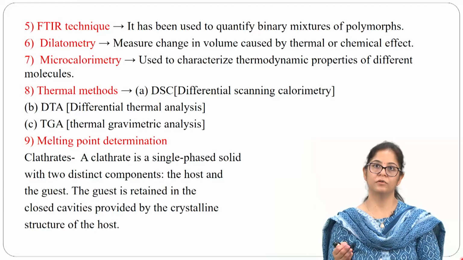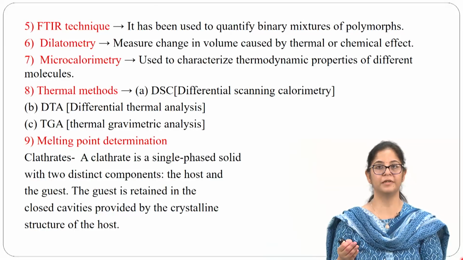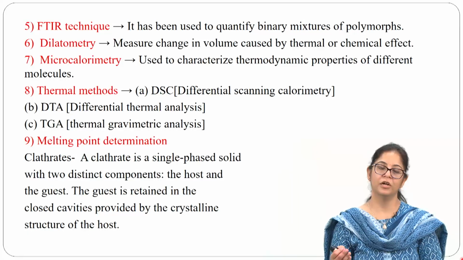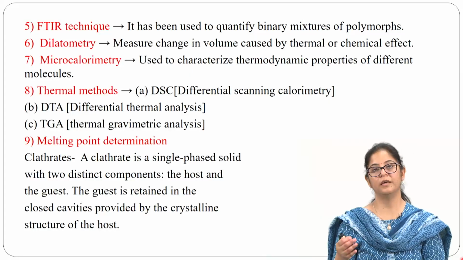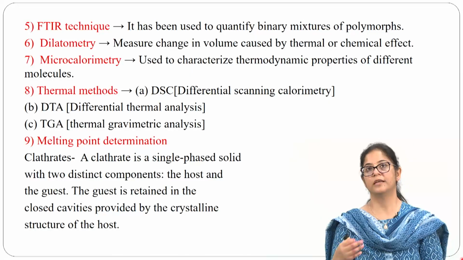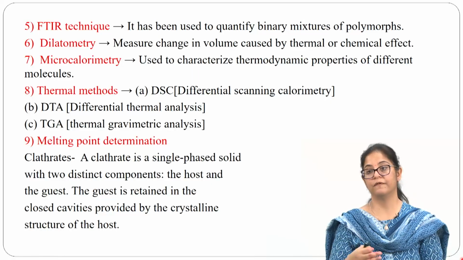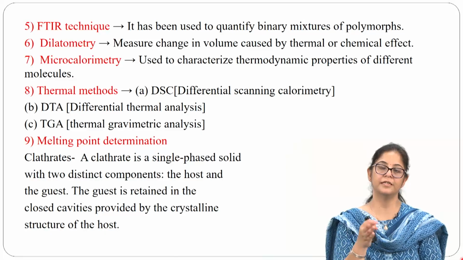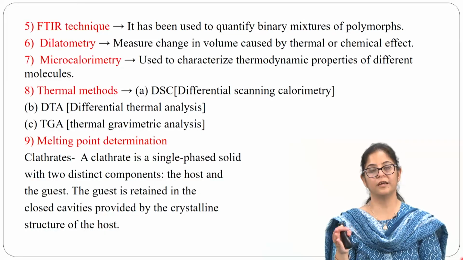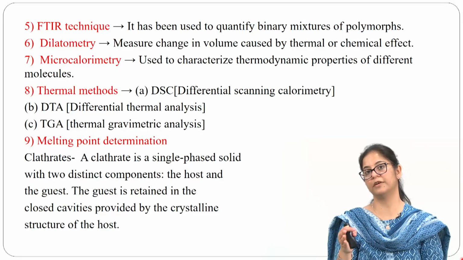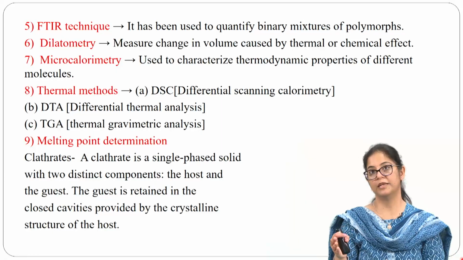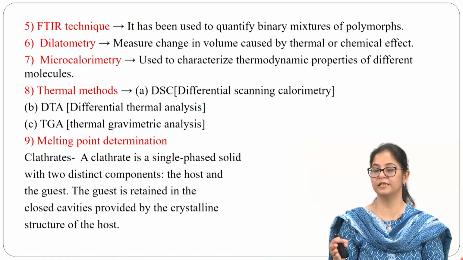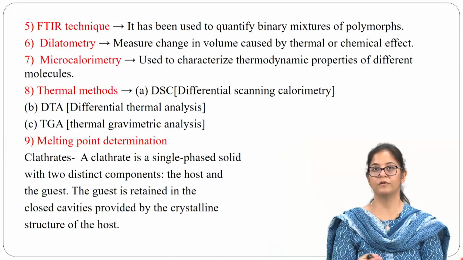Dilatometry, microcalorimetry, thermal methods like DSC, DTA, TGA, melting point determination, all these techniques can be used for the determination of the original form, as well as whether with a change in temperature there is a change in form. For example, in differential scanning calorimetry, with change in temperature, the change in the melting characteristics of the drug can be observed. So, if the melting characteristics of the drug change, that means the form of the drug is also getting changed.